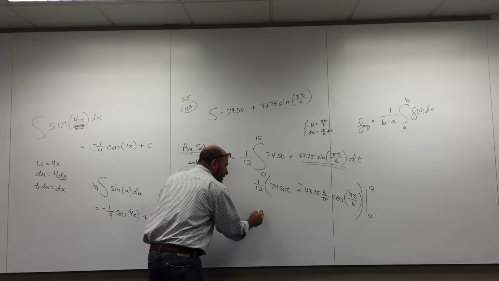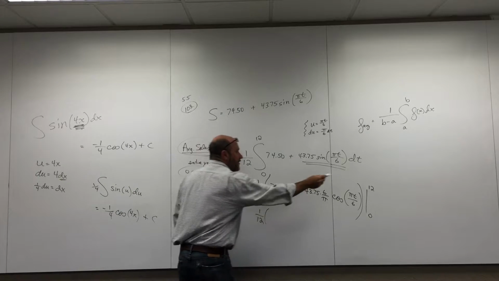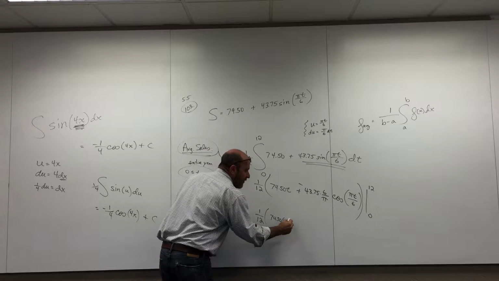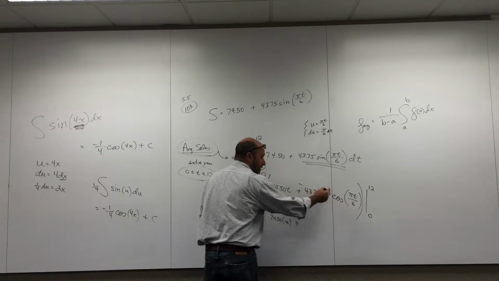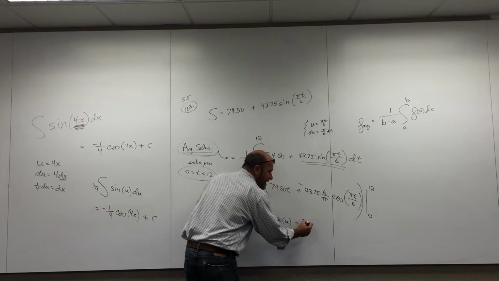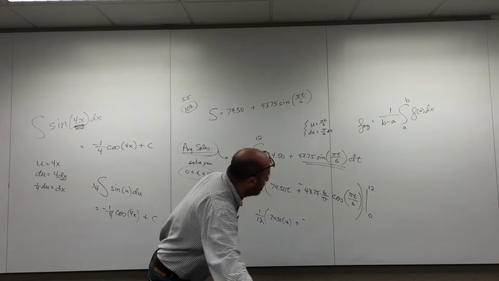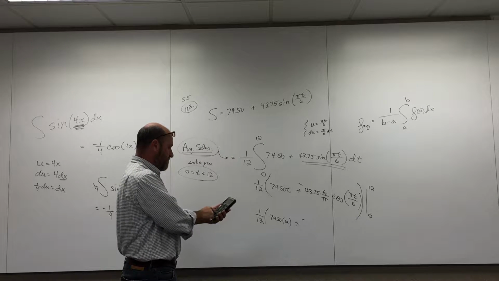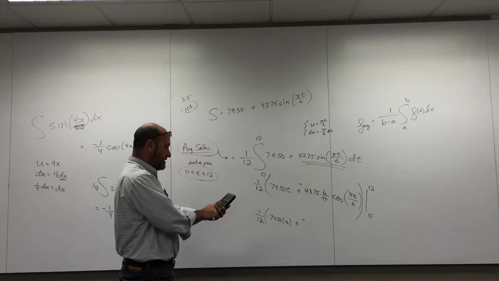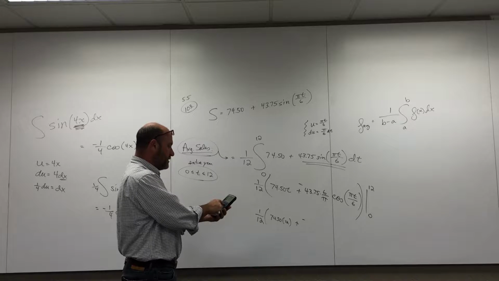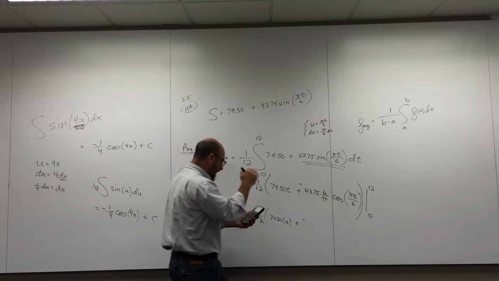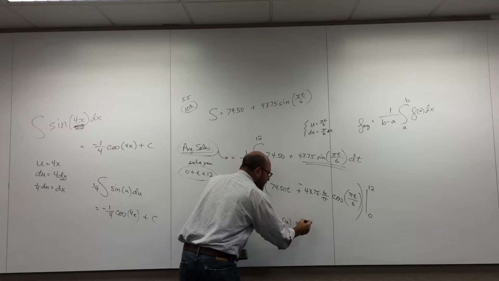Let's try it. There's 1/12, and I plug in a 12 here. That means I got 7450 times 12 plus whatever this is, negative. I might pick up a calculator and just try something. What is 43.75 times 6? Oops, times 6 divided by pi. I'm going to go ahead and decimalize this. I get 83.556. Is that what you get?